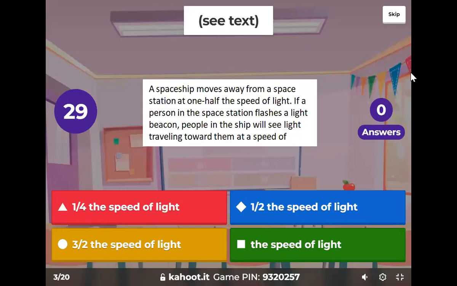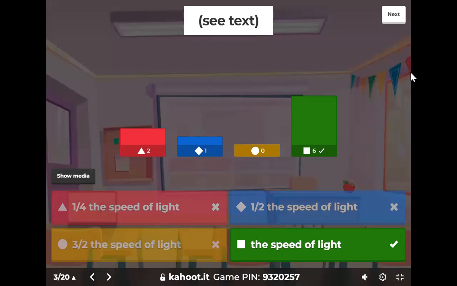Reading time. A spaceship moves away from a space station at half the speed of light. If a person in the space station flashes a light beacon, people in the spaceship will see the light traveling toward them at a speed of. The speed of light. Okay.